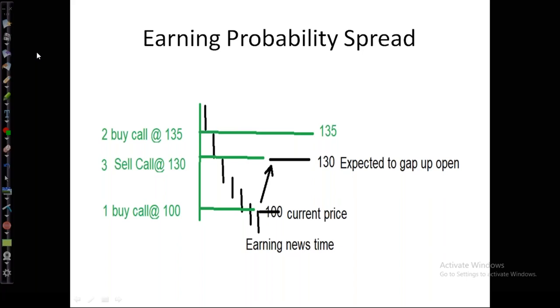Now this strategy, we are expecting price will gap up or gap down. And when we are confused, it may gap up or it may go down, at that time we are using double calendar spread, right? Modified double calendar, not plain double calendar. That is modified double calendar spread. 130. Okay, 30% up. Okay, I'll explain.